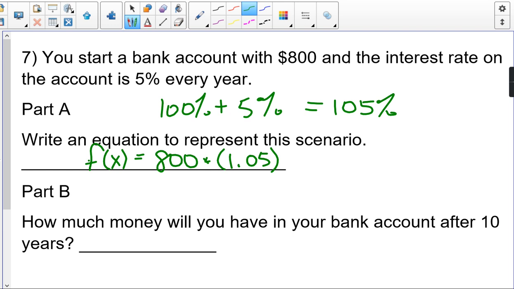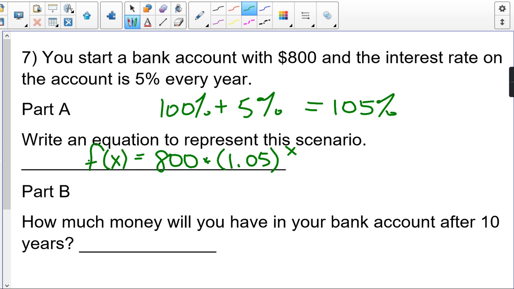That's 1.05, with 1 representing the whole amount. We multiply 800 times 1, we keep the 800, and 0.05 representing an additional 5% of the $800, and we raise that to the x power because every year that passes, we multiply by that factor of 1.05 again.